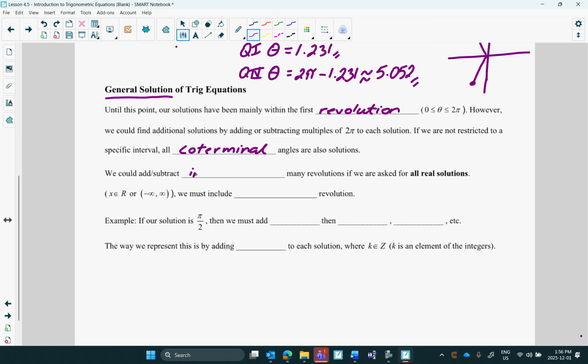So we could subtract infinitely many and add infinitely many. So how do you recognize a trig equation that's asking you for all the solutions? It'll say something like all real solutions. Or it'll give you everything in interval notation. Remember, everything in interval notation is negative infinity to positive infinity. So if you see these things, okay, that means we have to include every revolution.